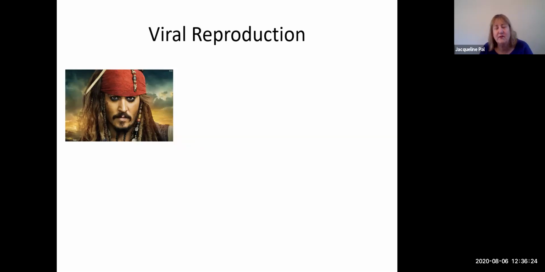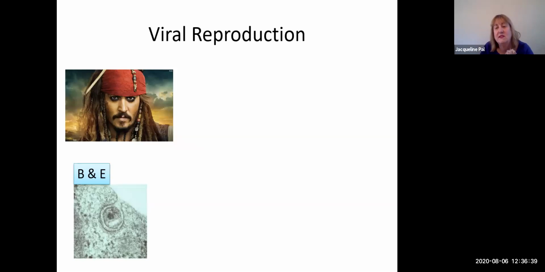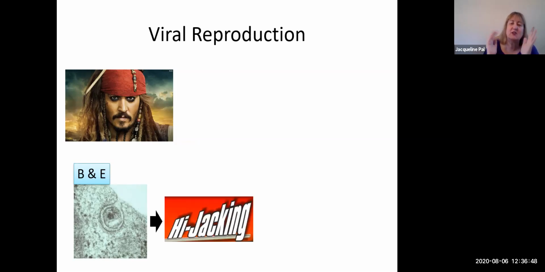Okay, so how does it reproduce? For this, kind of think of viruses like the pirates. So let's bring Captain Jack in. So the first thing a virus has to do is it has to get inside a cell. So it commits a crime, as pirates are wont to do. And the crime in this case is breaking and entering. It's got a couple of steps to it, but that's not important for our story today. Once it's inside the cell, it's going to hijack the cell, as in, cell, I don't really care what it is you wanted to do, but I'm the boss and you're doing what I want. And what is it I want again?